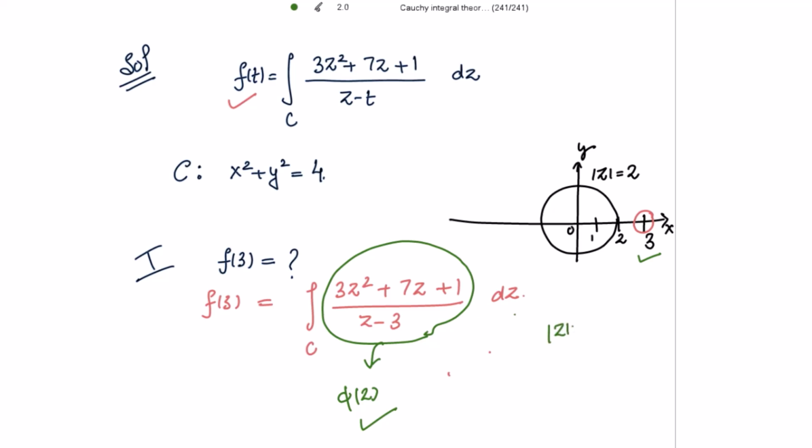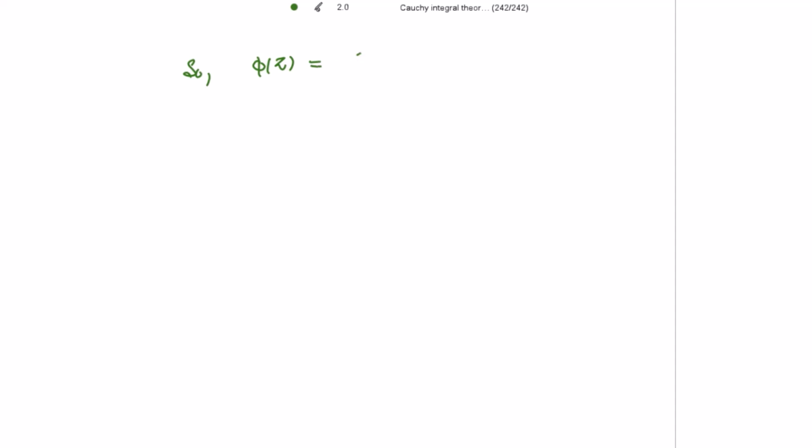If in case the circle is mod z equal to 4, then z equal to 3 lies inside this circle. Then in this case, we take our phi z to be equal to the numerator only. That means we will not include z minus 3 in the denominator, right? So we only include the denominator with the numerator for those factors for which we are getting the points which are lying outside the circle. So here our phi z is equal to the complete integrand. So phi of z is equal to 3z square plus 7z plus 1 divided by z minus 3.